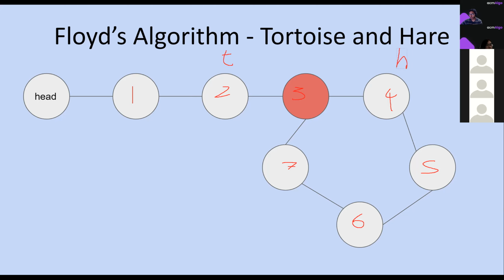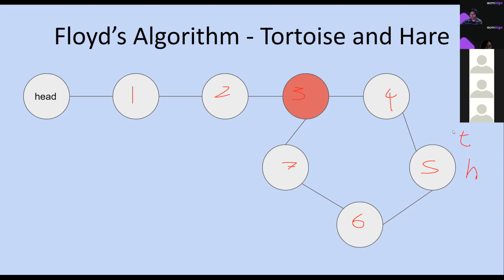Good. Now where? Tortoise to 3, hare to 6. Okay. Now what? Tortoise to 4, hare to 3. Good. Now where? Tortoise to 5, hare to 5. Bingo. So now they're at the same spot, right?